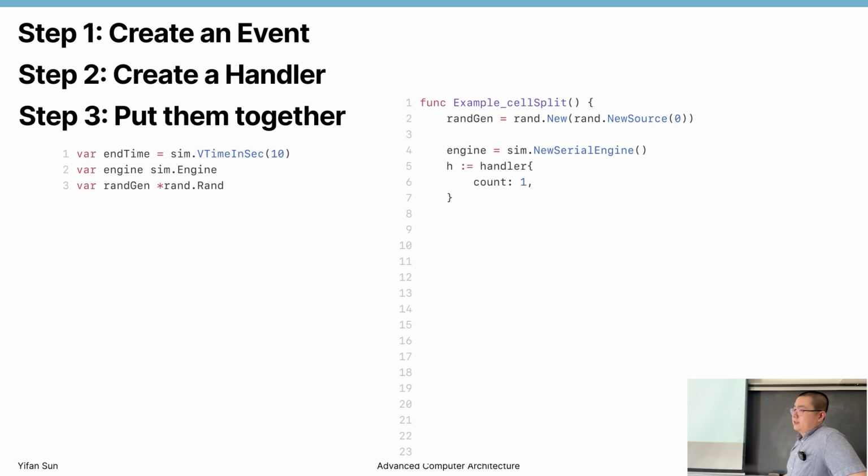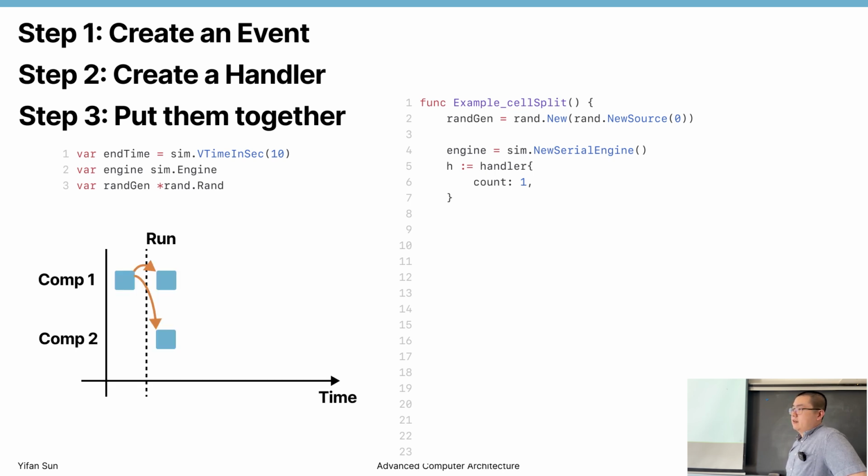Now we create this handler. We start from one cell at the beginning. Okay. Then remember, before we call this run function, we need to kickstart this process by scheduling the first event.